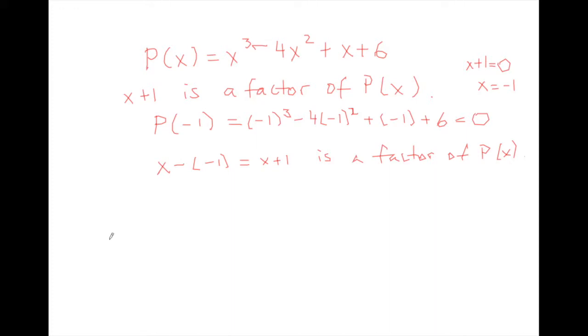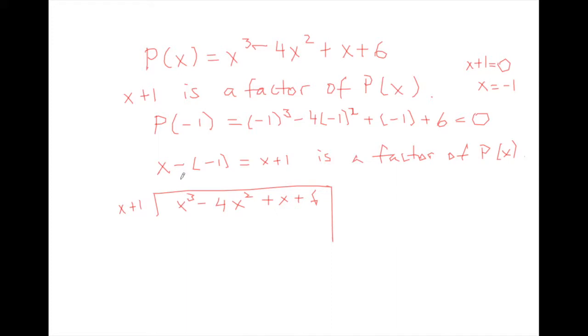Now you might ask yourself, if x plus 1 is a factor, what are the other factors? To find the other factors, we actually need to take our p of x and divide it by x plus 1. Now we may choose to do this by synthetic division or by long division. So let's just practice long division here. So we take x cubed minus 4x squared plus x plus 6, and let's divide this by x plus 1.